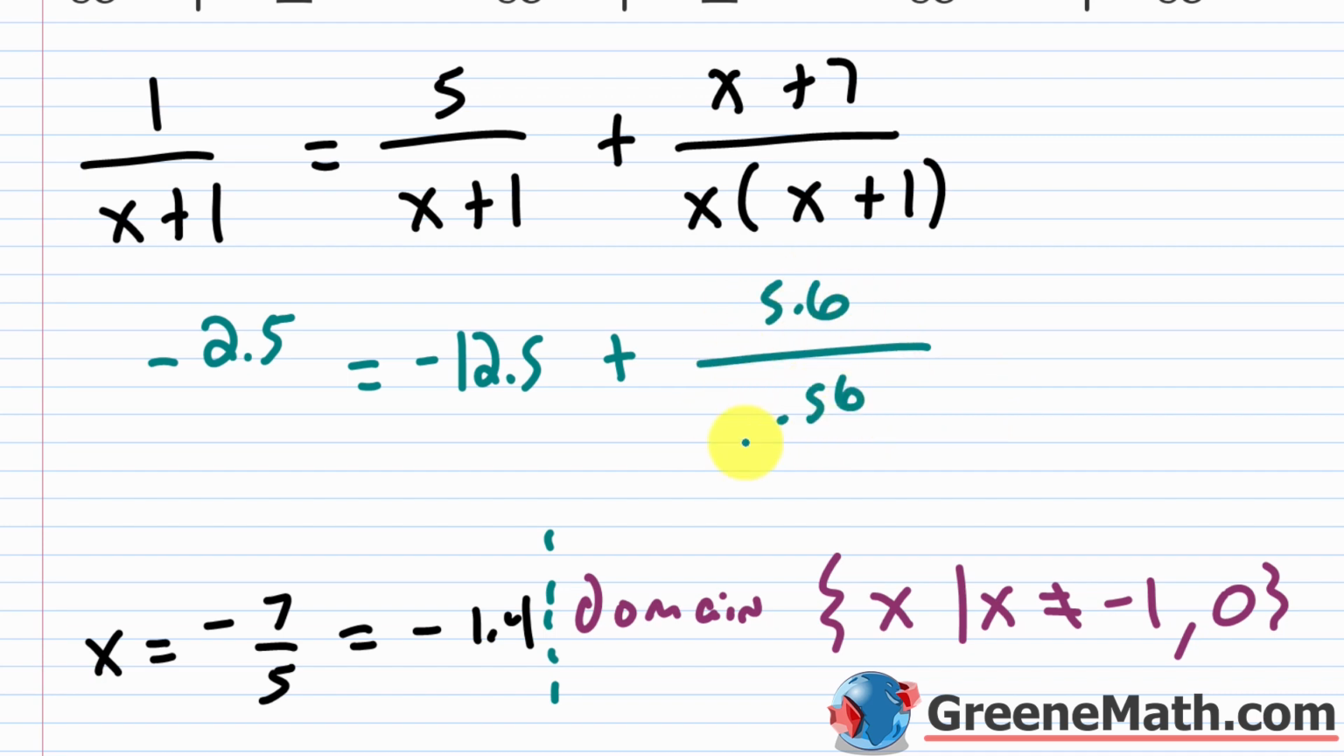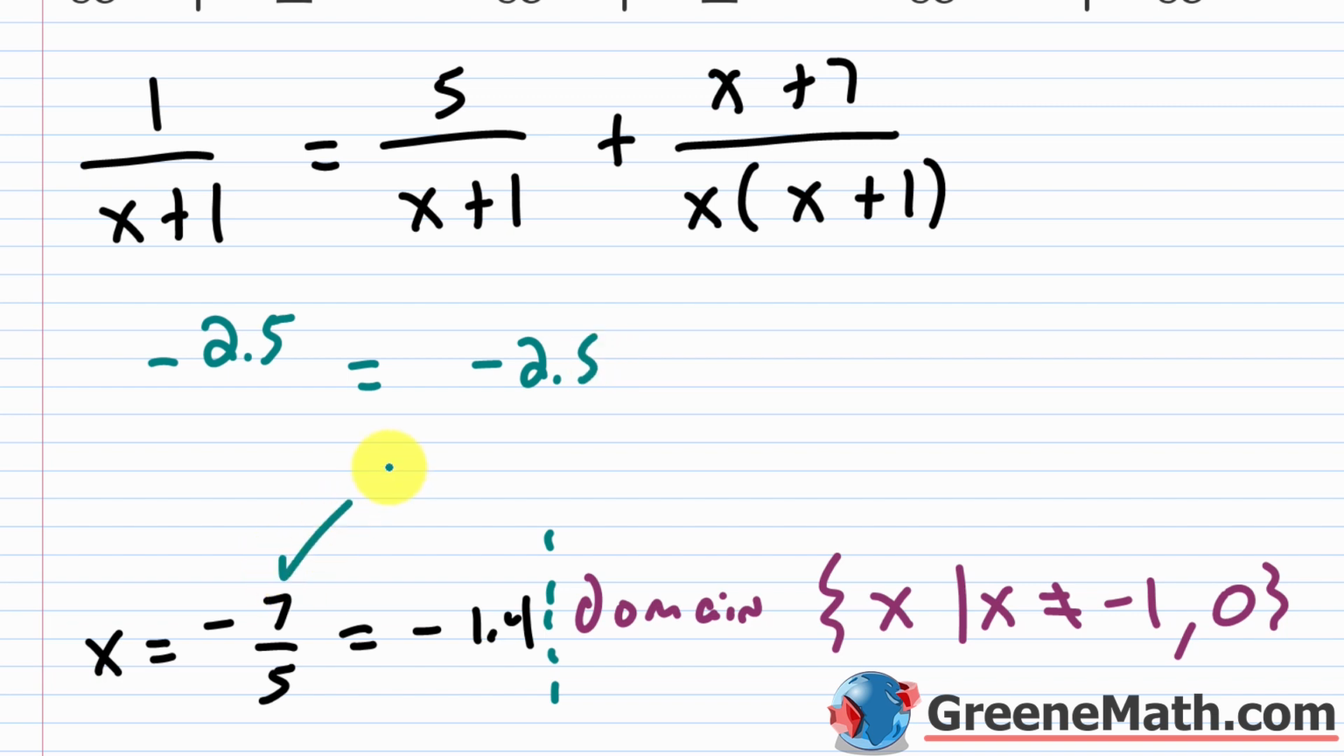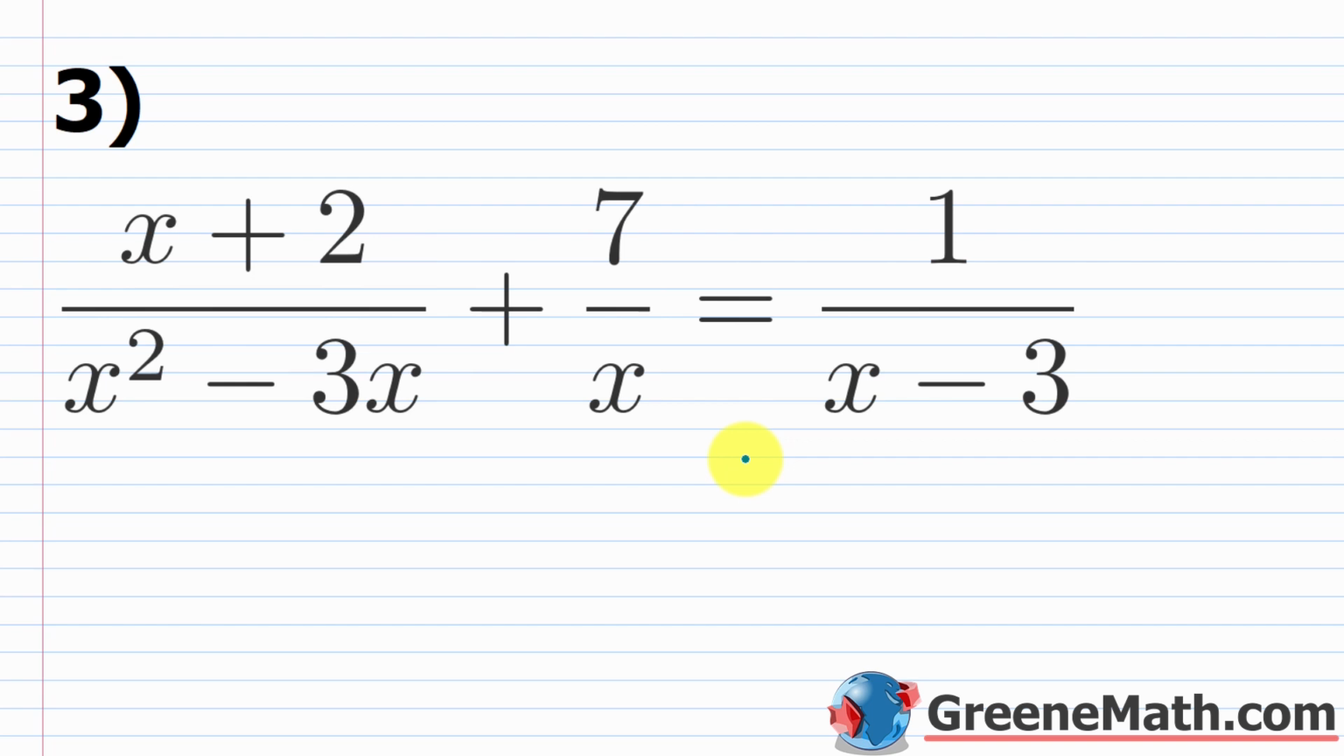0.56. If you do this division here, you're going to get 10. So let's erase this and put 10. And then negative 12.5 plus 10 is going to give me that negative 2.5. So you get negative 2.5 is equal to negative 2.5. Or again, if you were working with the fractions, you get negative 5 halves equals negative 5 halves. But again, that's going to take a lot longer because you do have to get common denominators. Either way, this answer here, which is x equals negative 7/5, or you could say x equals negative 1.4, that solution is correct. All right, let's take a look at problem number 3 now.